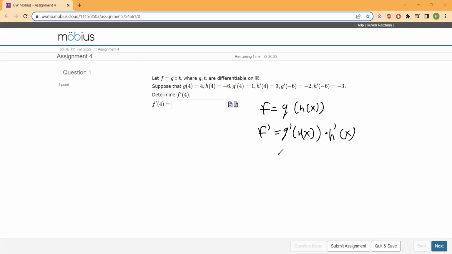So then we're going to get g prime at h of 4. So h of 4 is negative 6 right over here. So it's going to be g prime at negative 6, then h prime at 4, and when I say prime, that just means the derivative of. So h prime at 4 is 3, so times 3. And then g prime at negative 6 is negative 2, so we're going to get negative 2 times 3, which is negative 6. So over here, we're going to say negative 6.